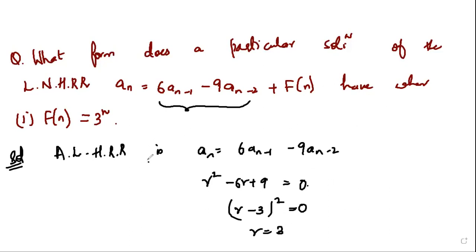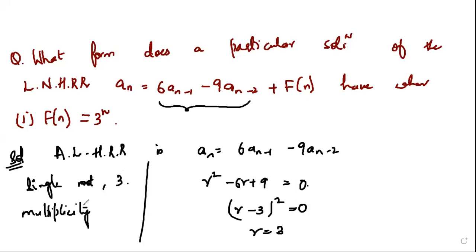Let's mention it over here. Our problem has a single root. What is the root? 3. And how many times do we have it? It is being repeated twice. So the multiplicity is 2. Now what is the equation? 3^n. The root is 3 and this is also 3. This is our s, if you remember from our general formula.